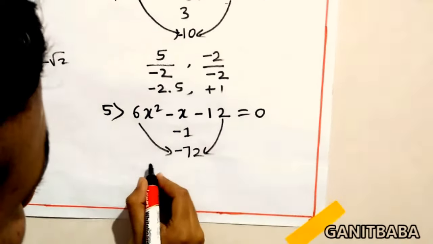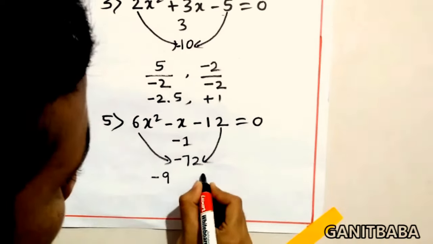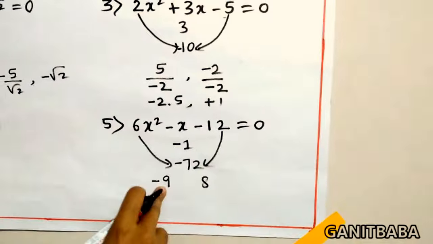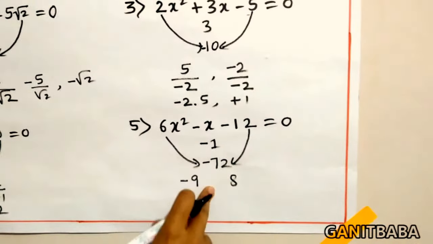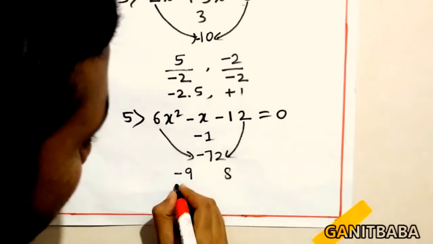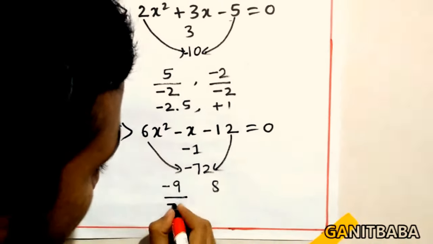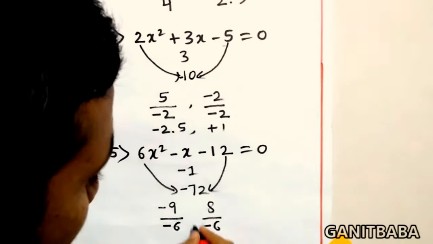Okay, we can have minus 9 and plus 8. Minus 9 into 8 is minus 72, minus 9 plus 8 is minus 1. So we are satisfying this condition. So we need to divide this by the coefficient of x square with the negative symbol, that is minus 6, and this is minus 6.